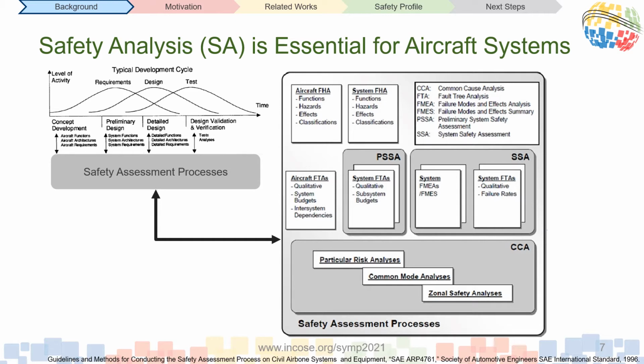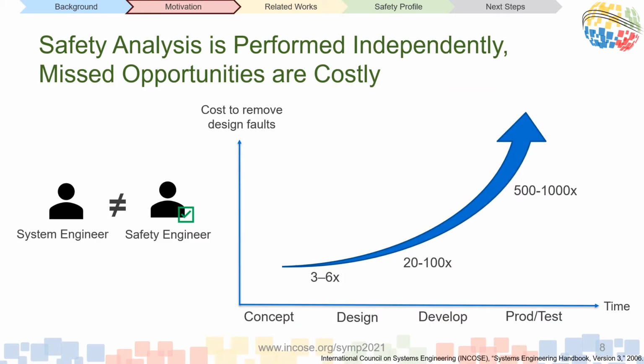There are many techniques used to perform safety analysis, but in the context of my paper and this presentation, I'll be focusing on the generation of functional hazard assessment, FHA, fault tree analysis, FTA, and failure modes and effects analysis, FMEA. Now, in practice, safety analysis is often performed independently with different tools by safety engineers, and it occurs relatively late in the design process. In cases where the design has already been finalized before safety analysis is complete, the opportunity to influence design decisions and make the required modifications is missed.